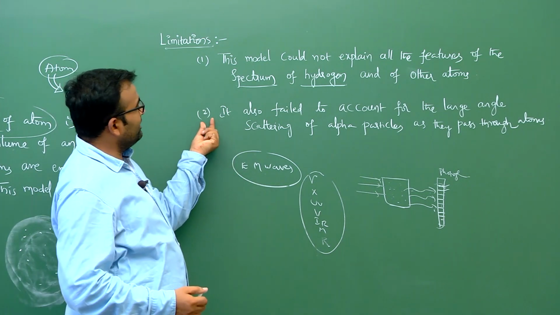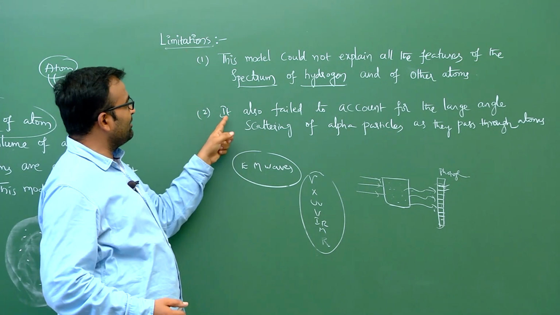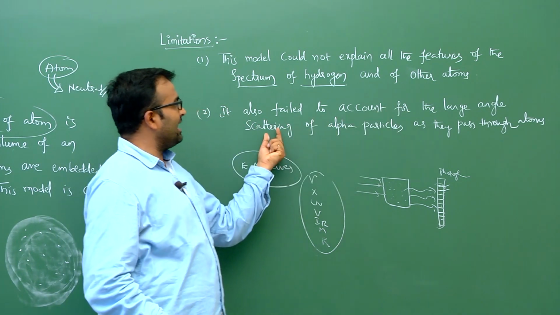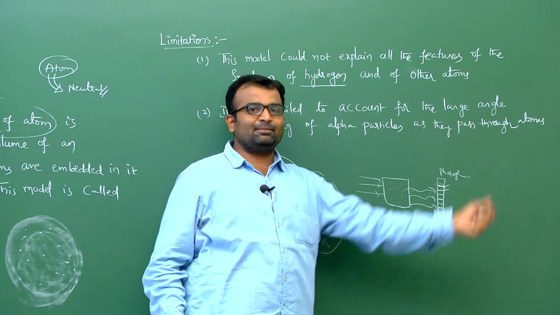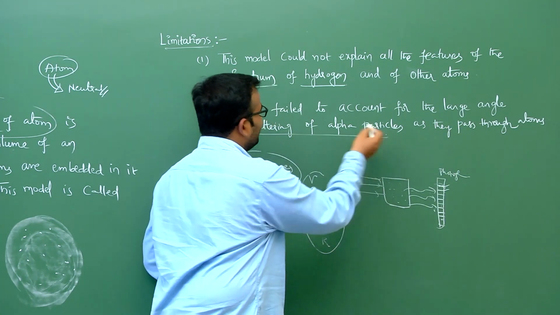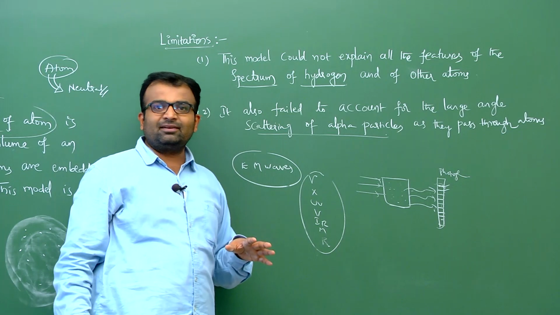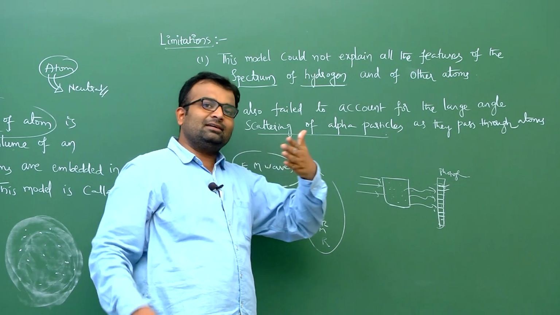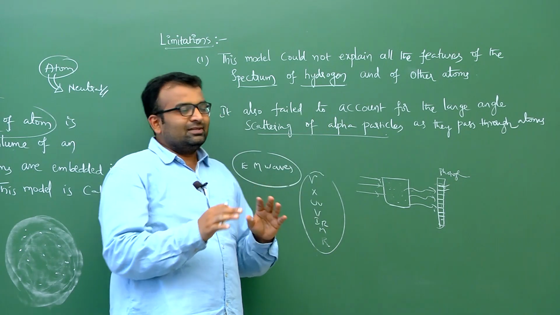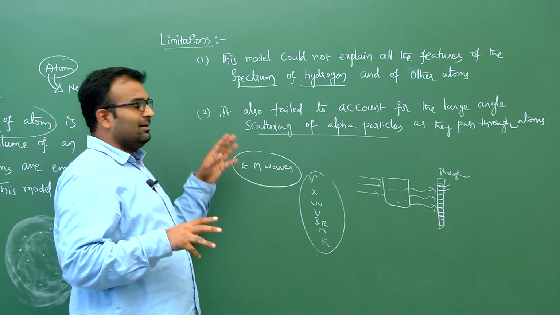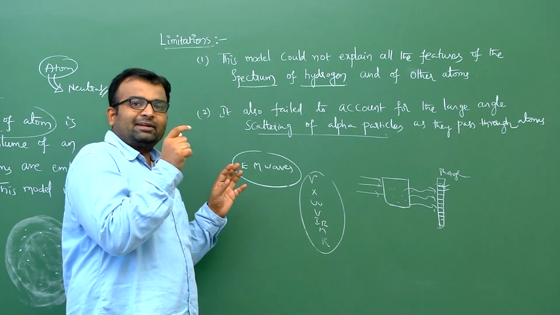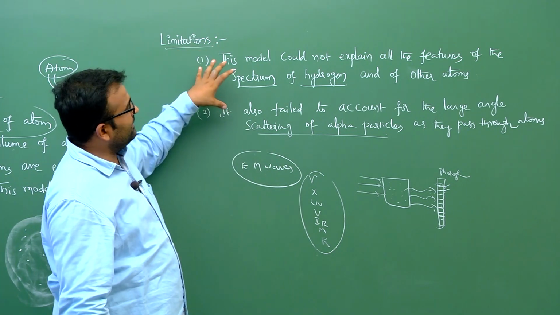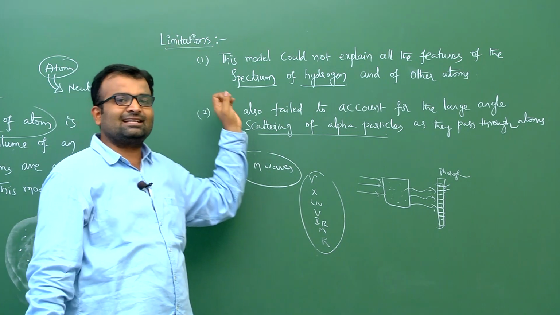The second limitation in Thomson's atomic model, as I have written here, is that it also failed to account for the large angle scattering of alpha particles as they pass through atoms. You can understand this better after learning the alpha ray scattering experiment done by Rutherford, because there you come to know what happened when alpha particles are sent through gold foil. Thomson's atomic model was unable to give a satisfactory explanation of that observation. Hence, I can list these two as important limitations of Thomson's atomic model.